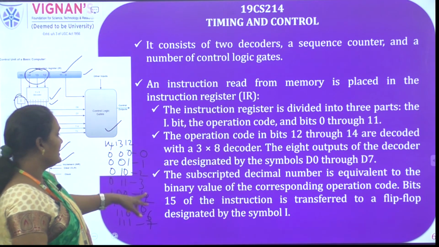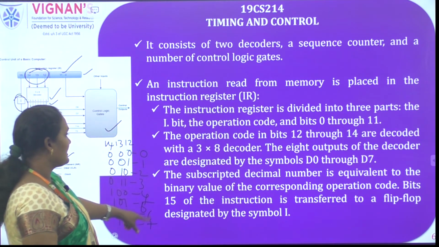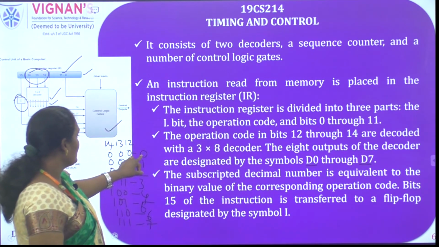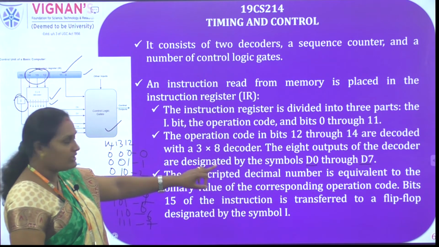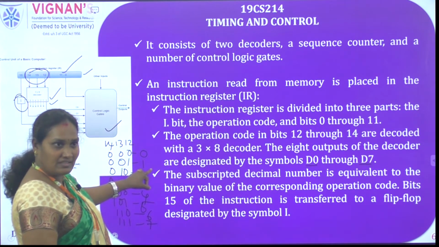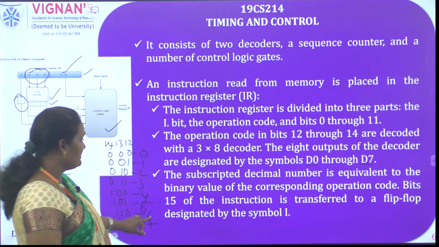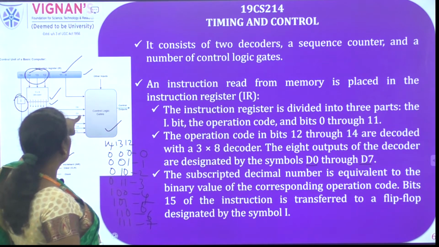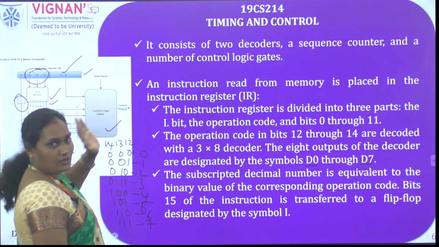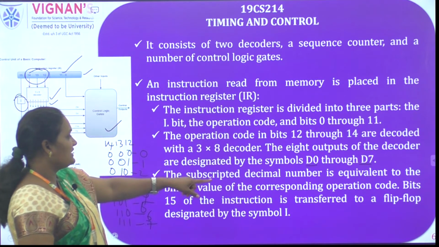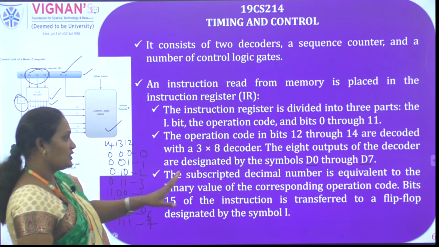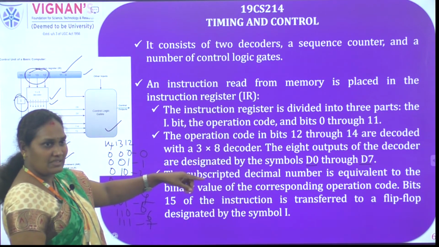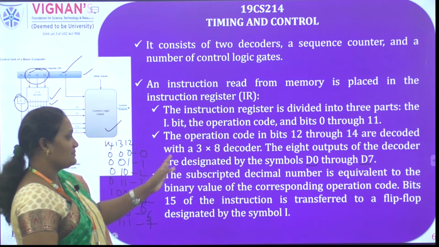Now, those 8 decoded outputs are represented with the signals D0 to D7. So here the 0 output of the 3x8 decoder is represented with D0, the 1 output with D1, and then D2, D3, D4, D5, D6 and D7. These are passed to the control logic gates. The subscripted decimal number is equivalent to the binary value of the corresponding operation code. So in D0, 0 is the subscript. 0 means 0, 0, 0, which indicates its binary value.